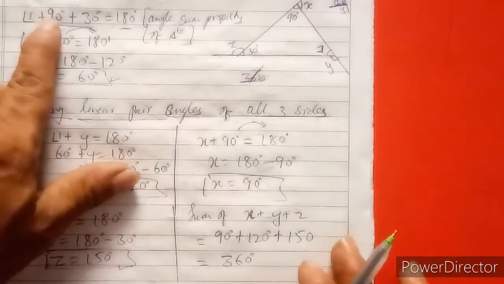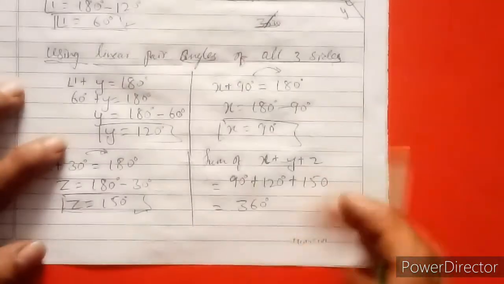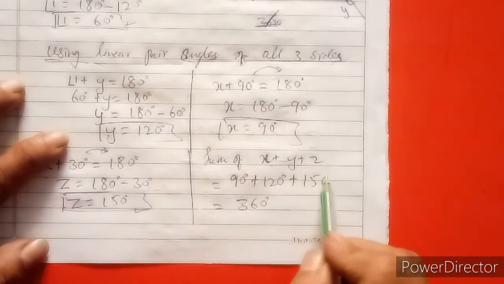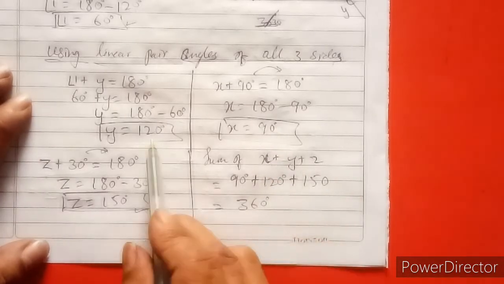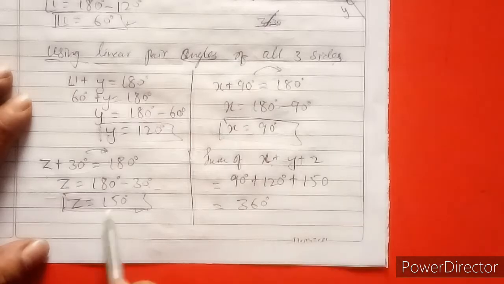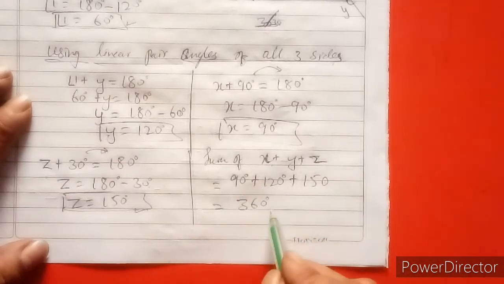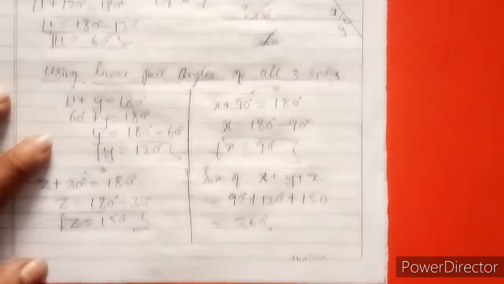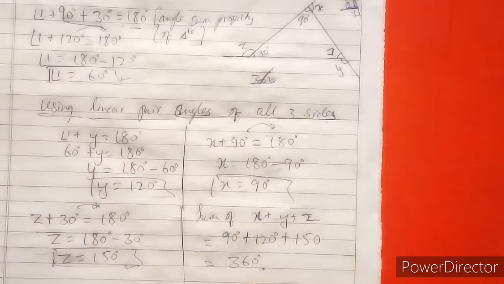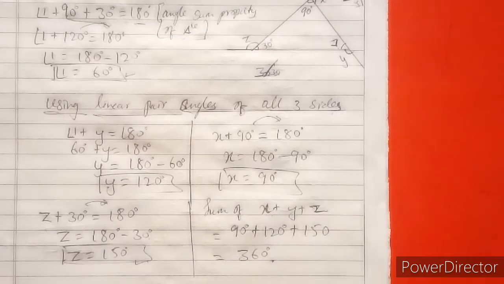And according to the given question, what is the given question? x plus y plus z. So the sum of x plus y plus z: x is 90 degrees, y is 120 degrees, plus z is 150 degrees. If you add all 3, the total sum we are getting, that is for exterior angles, already I taught, the total sum of exterior angles is 360 degrees we have got here. Did you understand? Copy that one.